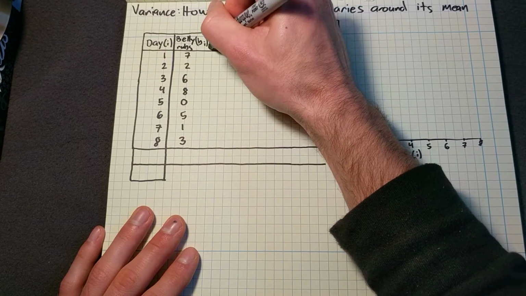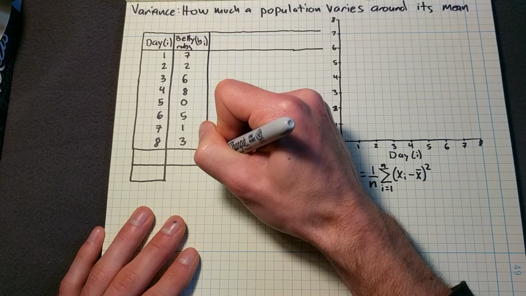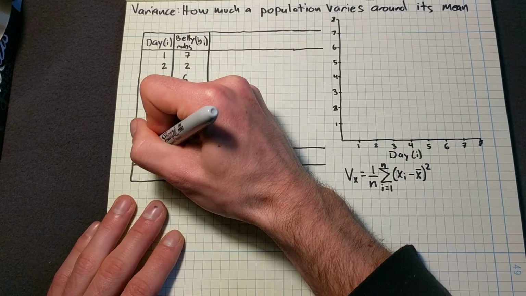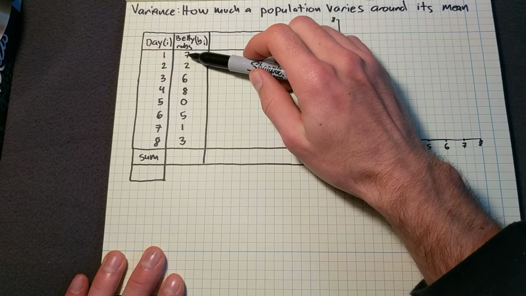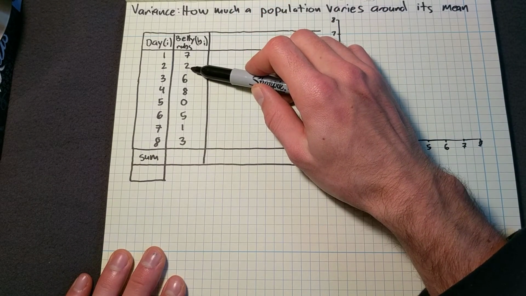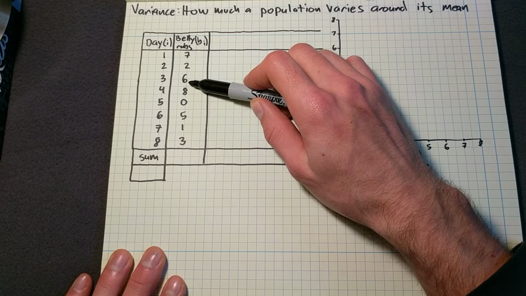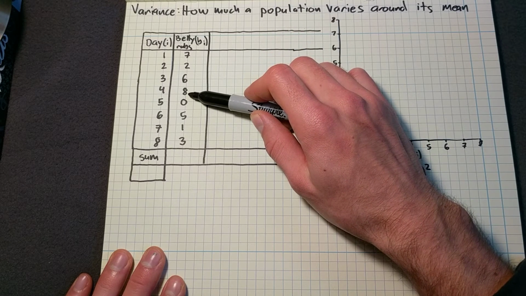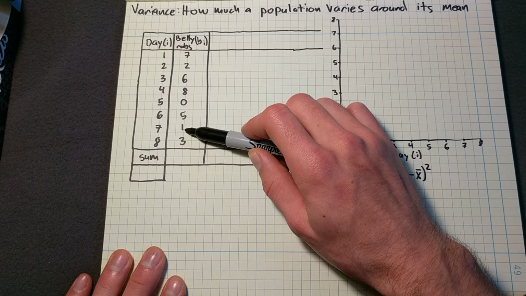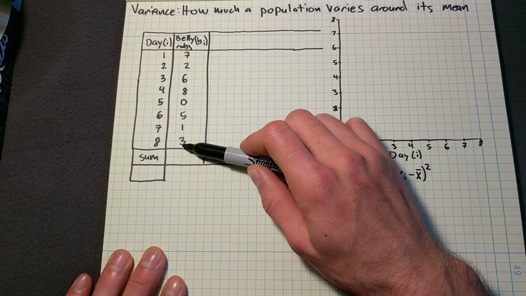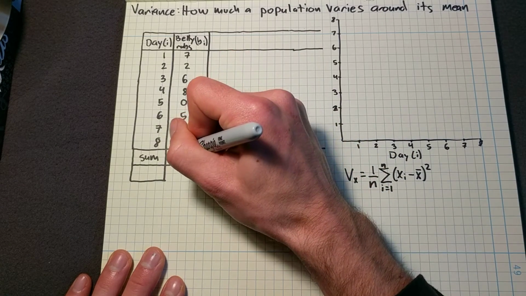So let's start by calculating the mean. And the first thing we have to do is find the sum. So I'm going to do this in my head here. So 7 plus 2 is 9, plus 6 is 15, plus 8 is 23, plus 5 is 28, plus 1 is 29, plus 3 is 32.